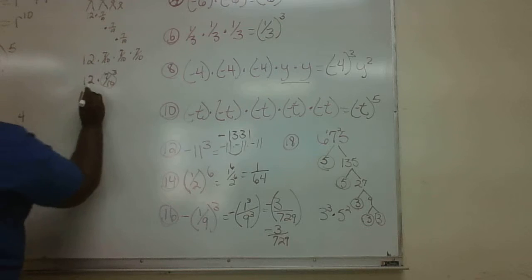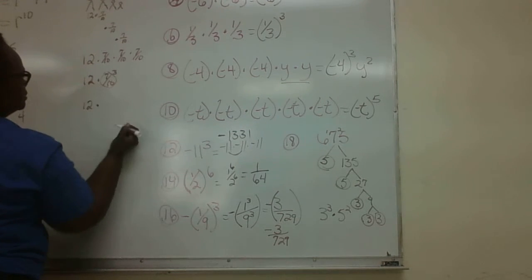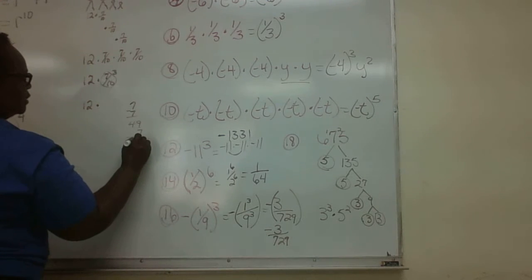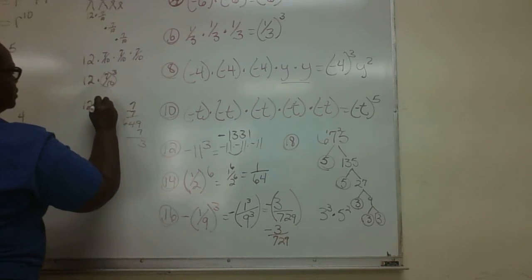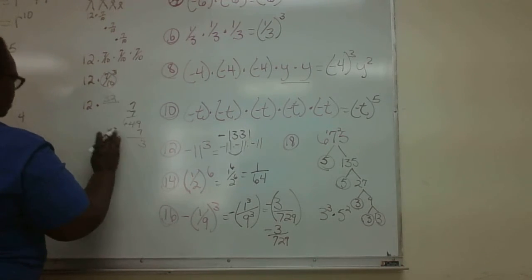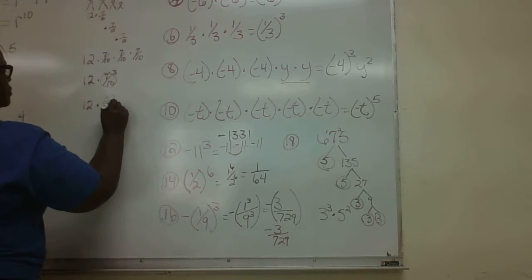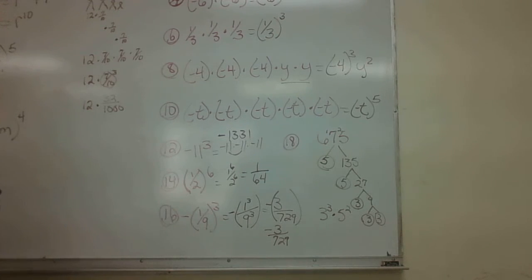So you have 12 times 7 times 7 is 49 times 7 is 343, and then 10 to the third power. All right, that's what you have. So now from there, you have 12 times 343 over 1,000. So ultimately, this is over 1. Okay? And then when you multiply it out, this is what you get.